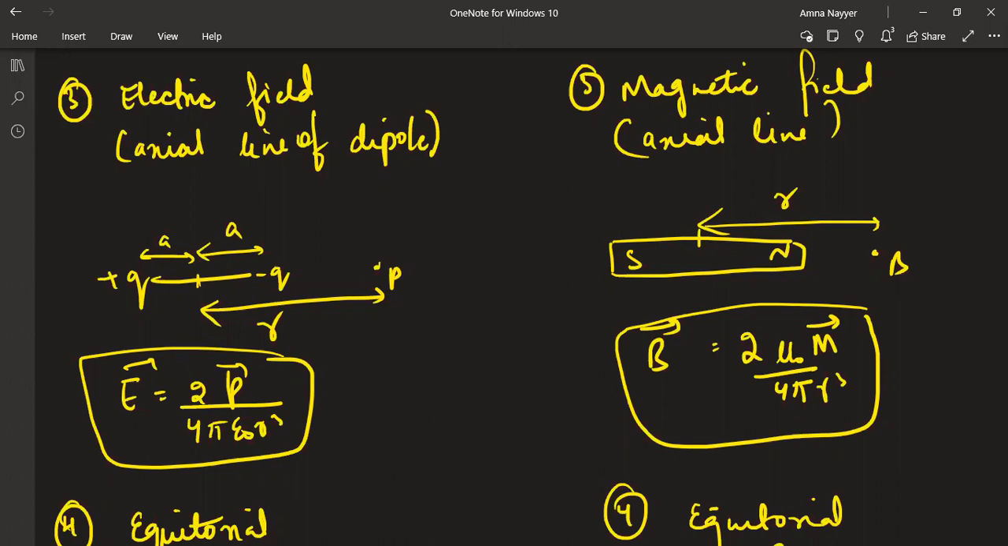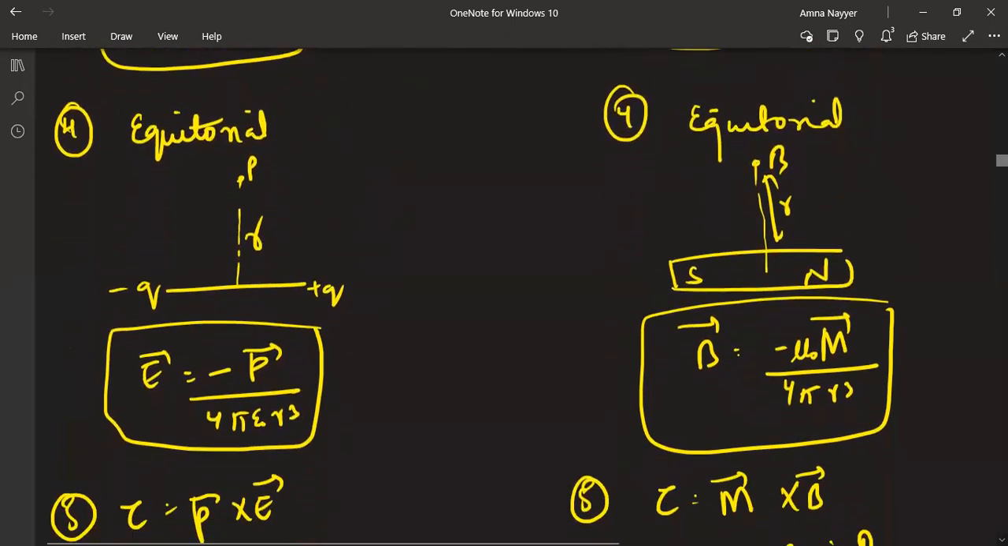Now, one more thing: the constant in electrostatics is 1 over 4 pi epsilon naught, but the constant in magnetic field is mu naught by 4 pi. So this is also a difference regarding the constant terms. Constant term also makes a difference in it. And the equatorial line has minus kp by r cube. So in the equatorial line, you have the formula of magnetic field as minus kM by r cube.